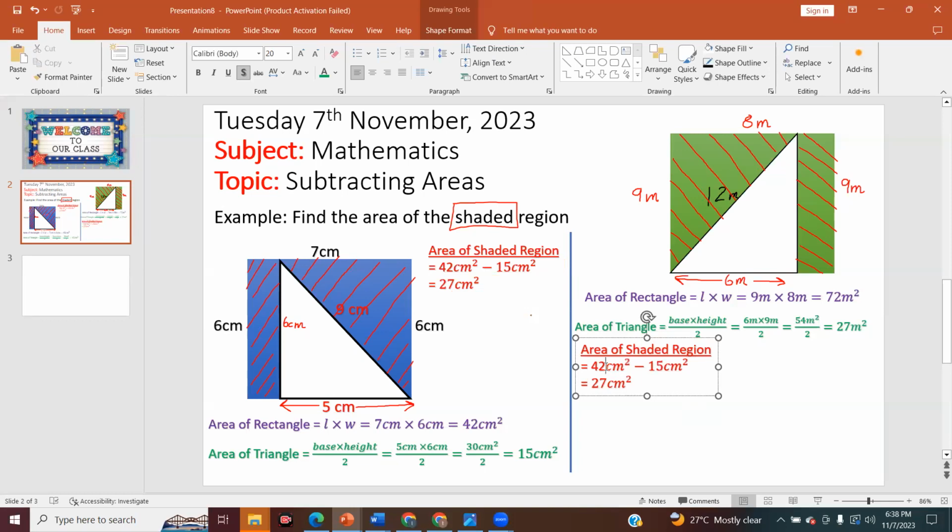Good. So in order to find the area of the shaded region, we have to do 72 meters squared minus what? 27 meters squared. And what is our answer when we get that? What's our result? 72 minus 27, 45. It's meters, not centimeters. Thank you.